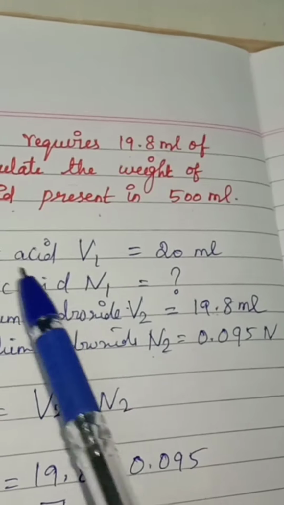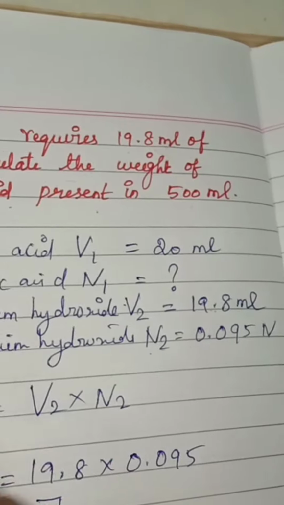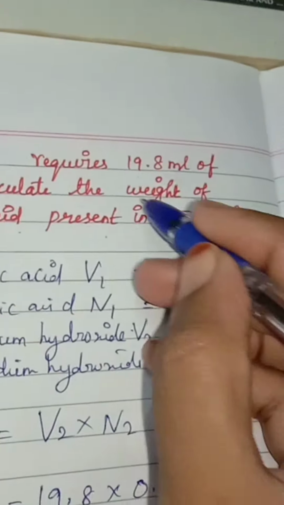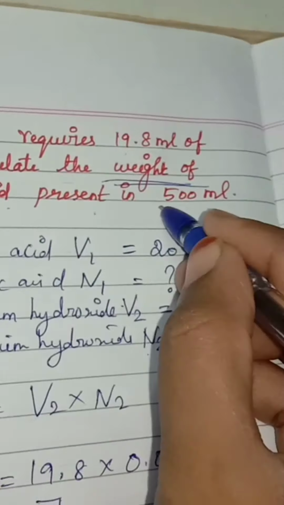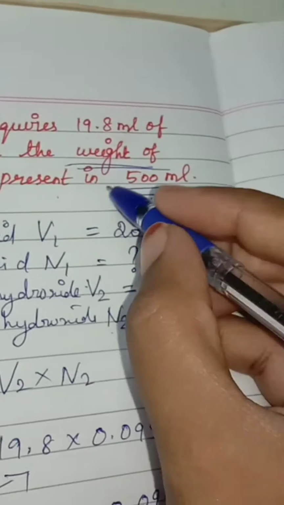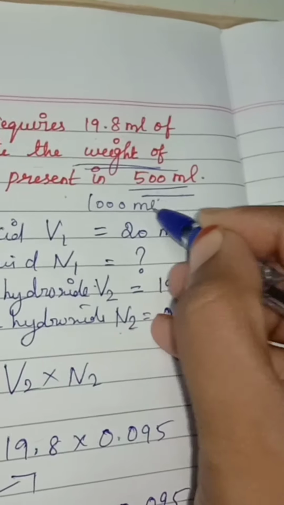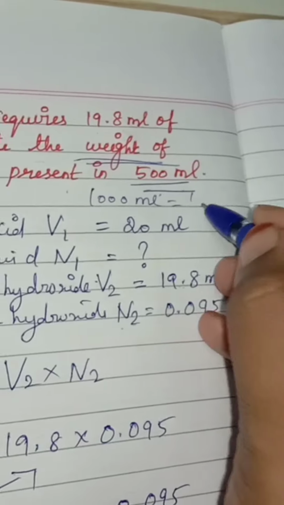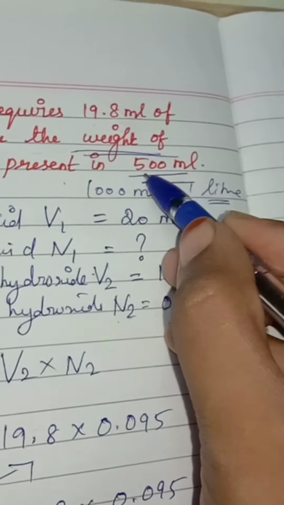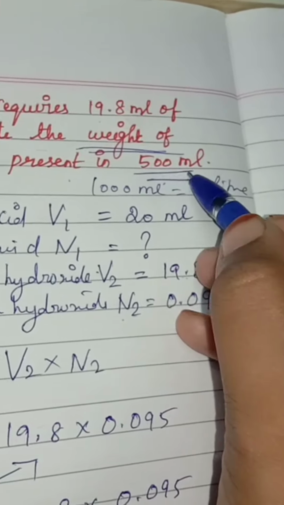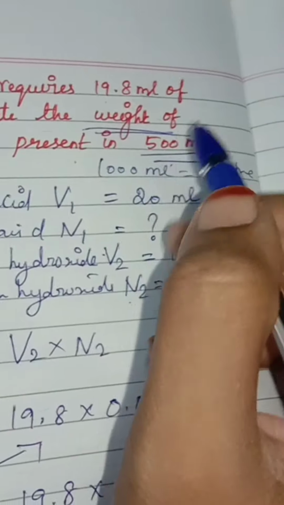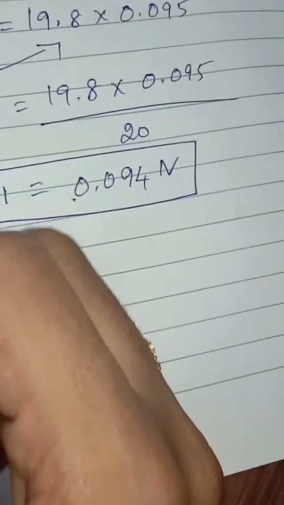But in the question, what they ask is: calculate the weight of crystalline oxalic acid which is present in 500 milliliter. We have to calculate the weight of the oxalic acid in 500 milliliter. Before that, we have to calculate for 1 liter. 1000 milliliter is equal to 1 liter. Once we find 1 liter, from that we can find 500 milliliter. So first we have to find the weight of oxalic acid in 1 liter. So write the equation.